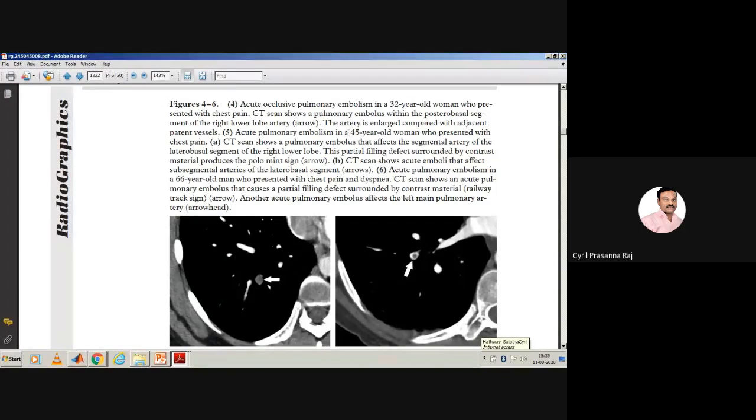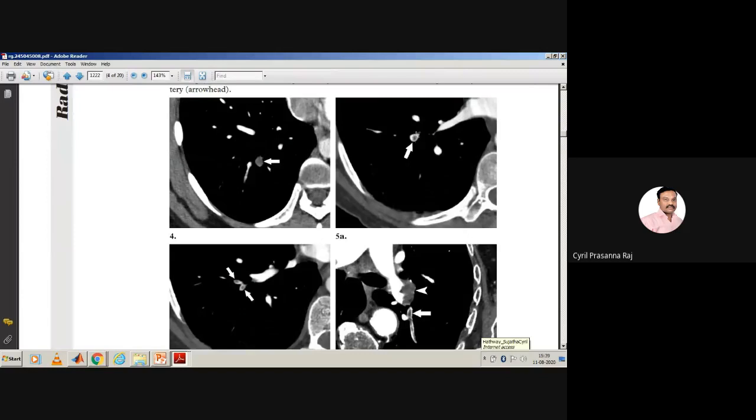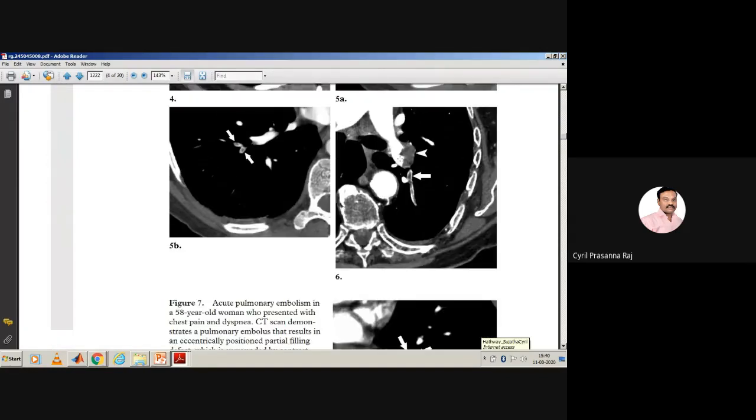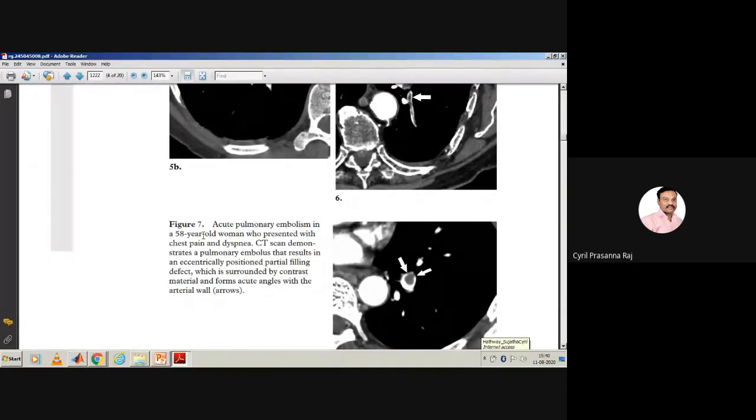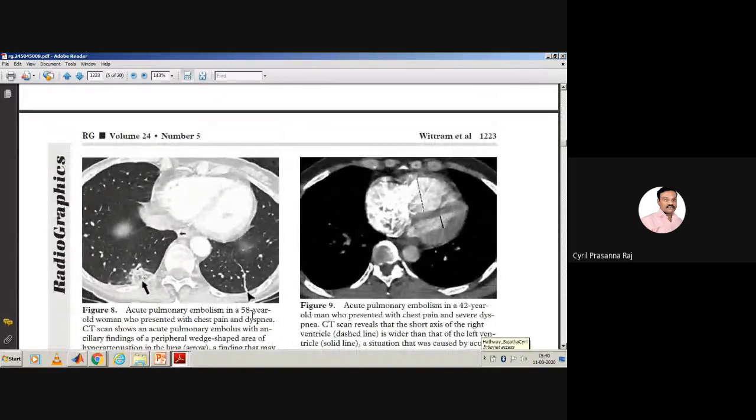Similarly, an image of a 45-year-old woman has also been taken, and the doctor is able to tell where the blockage occurs. They show it with an arrow and tell that these are all the blockages that can occur in the CT image, which they say is pulmonary embolism. Acute pulmonary embolism, 58-year-old woman. Similarly, there are some other images. Again, they are able to tell where the blockage occurs, pointing it out with arrow marks. This is a CT image that they have taken.